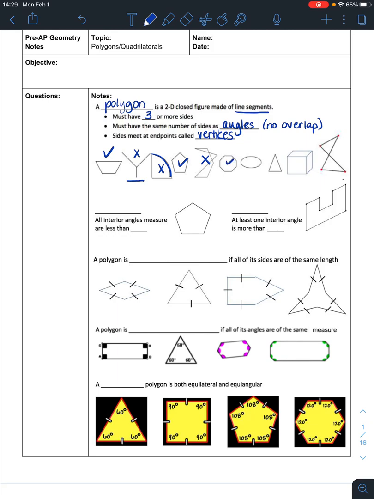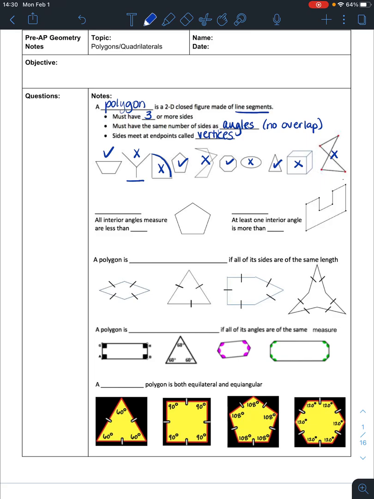Okay, this octagon is a polygon. This oval is not because it's not made up of line segments. This triangle is. This cube or this prism is not. It's 3-dimensional instead of 2-dimensional, and so yes, it is made up of polygons, but the shape itself is not a polygon. And then this one is not because it overlaps. It has too many angles compared to the number of sides that it has.